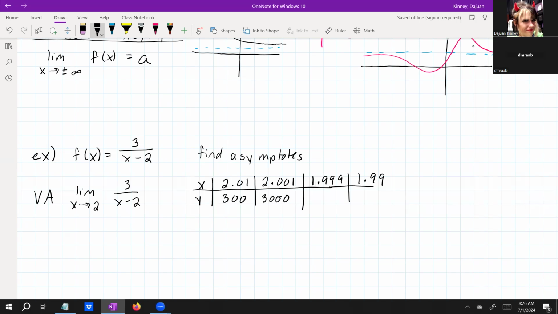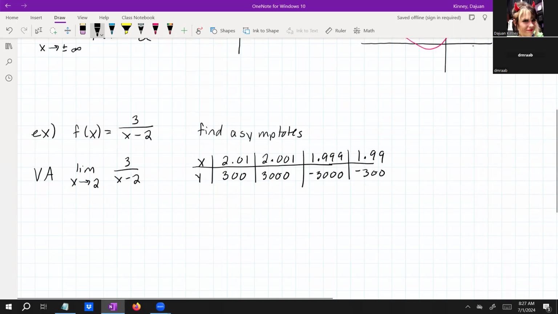So I'm getting really, really big. My first number gave me 300. Now I have 3,000. Let's go the other direction. 1.999 gives me negative 3,000. And this is more than likely going to give me negative 300. It does. And so we have a vertical asymptote at x equals 2. And you can tell when I graph this. Let me do a really quick sketch graph.